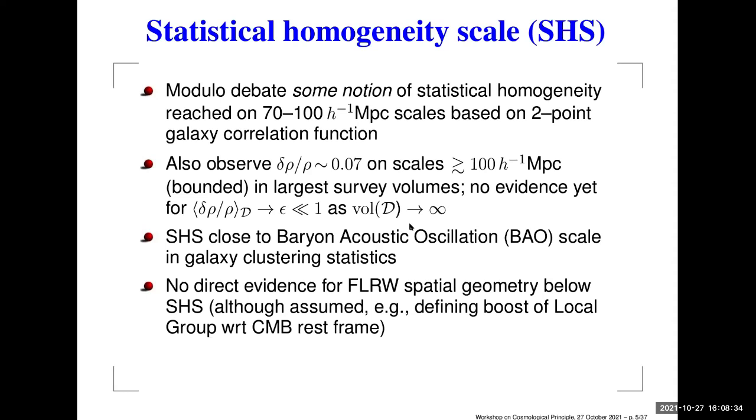The baryon acoustic oscillation scale, in my view, is the reason why we have this as a scale, because below this scale, the initial fluctuations were perturbed, right? And above the scale, they were not. So that's close to the linear regime, but this is a demarcation between where delta rho over rho is arbitrarily large and where it is bounded, as far as I'm concerned.